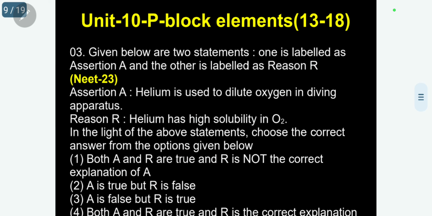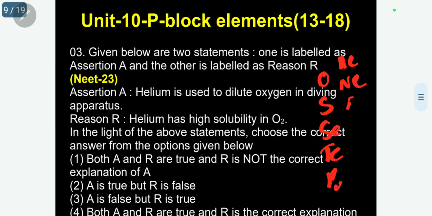So this is the family coming under the oxygen family. What are the oxygen family? Oxygen, sulfur, selenium, tellurium, polonium. This is the family. And if you go for helium, it comes under the inert gases: helium, neon, argon, krypton, xenon, and radon. So these two groups are combined and the question is asked.